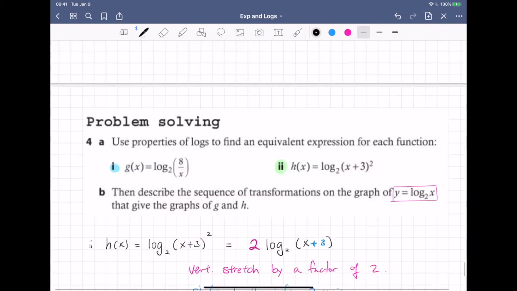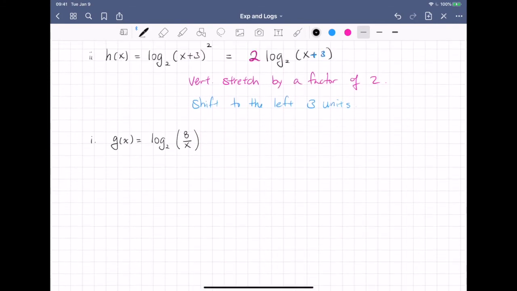Cool. All right. Next one was rewriting this equation and describing the transformation from log base 2 of x. All right. So use a log rule to split those up. So log base 2 of 8 minus log base 2 of x. And log base 2 of 8, well, that's 3, but maybe you can write 8 as 2 cubed, and maybe that's more obvious that way then. Okay, so there you go. So g of x can be written as 3 minus log base 2 of x.